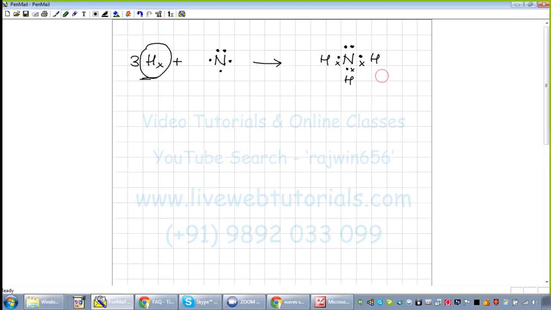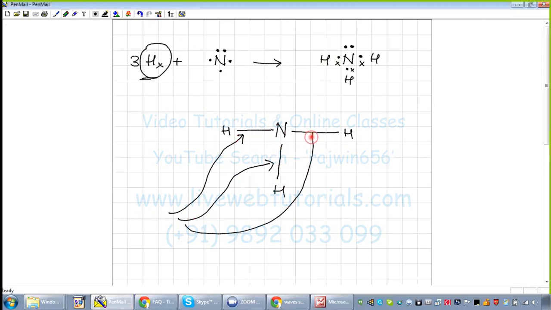Okay, this is your ammonia molecule in terms of electron dot diagram or electron dot structure. Now the structural formula or structural diagram for nitrogen, 2, 3. Okay, we are going to have over here 3 hydrogen single covalent bonds.